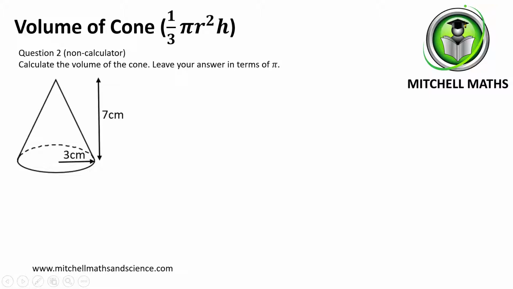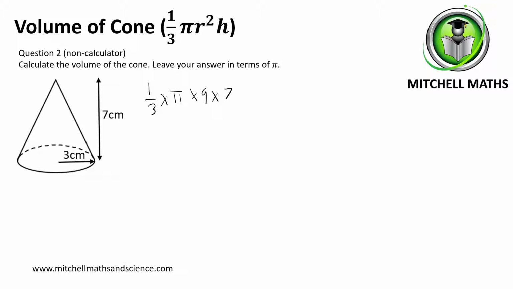Right, the next question is something you could get on a non-calculator paper. Calculate the volume of a cone and leave your answer in terms of pi. I'm going to write it out. So I've got a third times pi times r squared. Well, 3 squared would be 9, so I'll just put times 9 times 7.